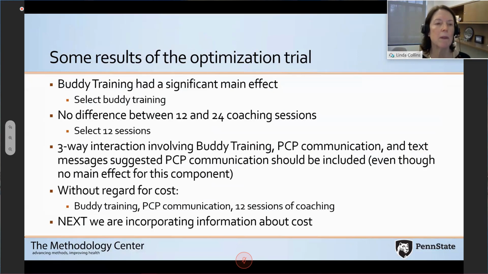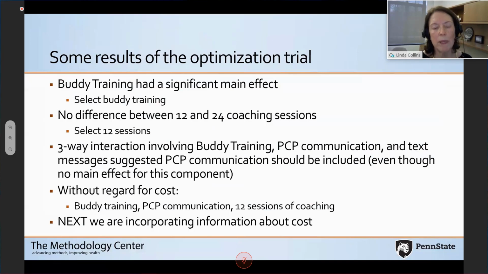Buddy training had a significant main effect. So of course we would select buddy training to go into the optimized intervention. There was no difference between 12 and 24 coaching sessions, so the lower level would be selected there. There was an interesting three-way interaction involving buddy training, PCP communication, and text messages. This suggested that PCP communication should be included, even though it didn't have a main effect, but it did boost the effect of other components.